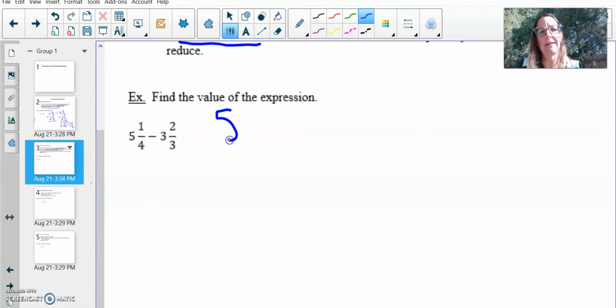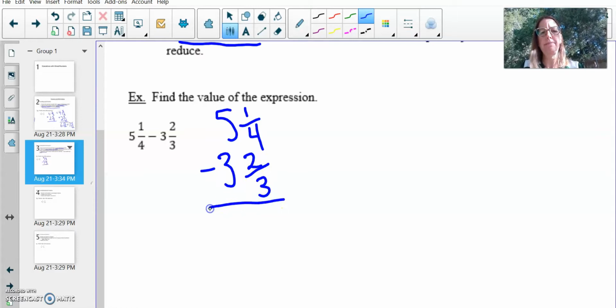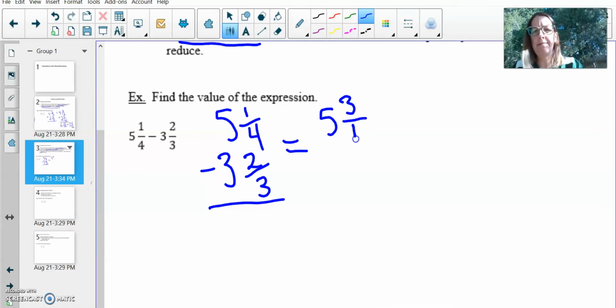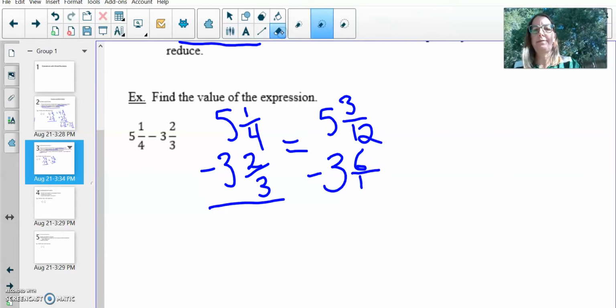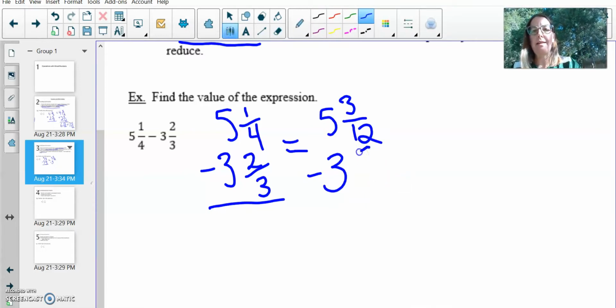So again, I'm going to start by rewriting it vertically. 5 1/4 minus 3 2/3. Then just like we did with addition, we have to get a common denominator for 4 and 3. That would be 12. So I rewrite it as 5 3/12 minus 3 6/12. Or sorry, 8/12. Let me fix that. 3 8/12.